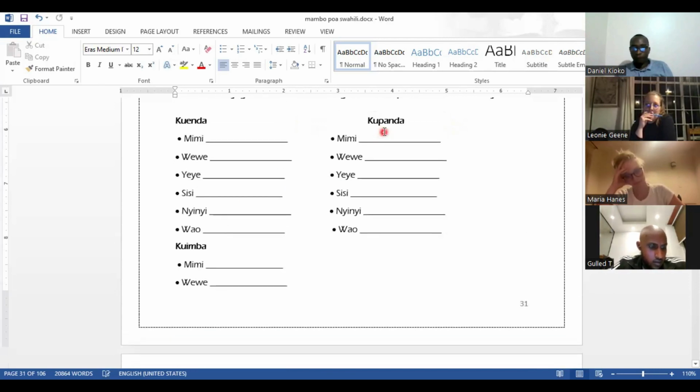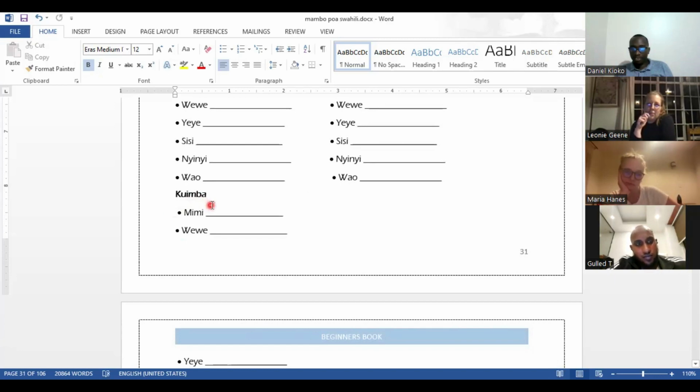Wanaenda. Kupanda, we already know is to plant, right? Or to climb. Yes. Kuimba is to sing. Sing like a song.